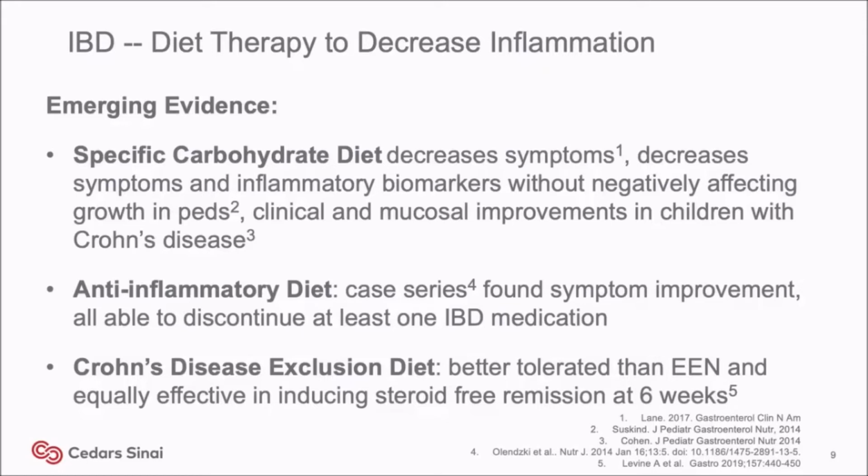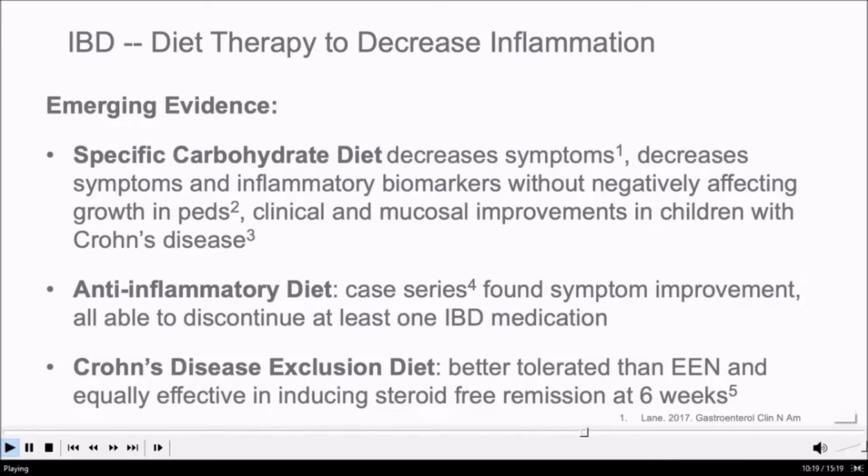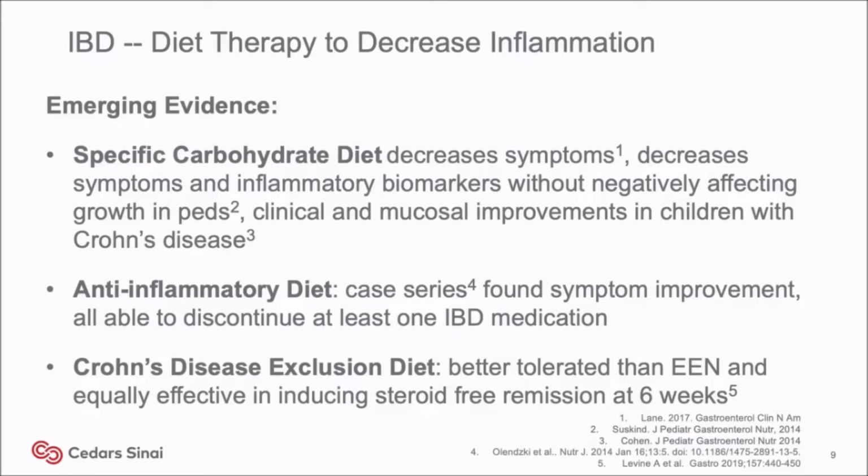And there's also some evidence to support a Crohn's disease exclusion diet. A recent study showed that this was better tolerated than exclusive enteral nutrition and equally effective in inducing steroid-free remission at 6 weeks. The Crohn's disease exclusion diet is kind of a partial enteral nutrition diet, so there is a formula component to this diet.